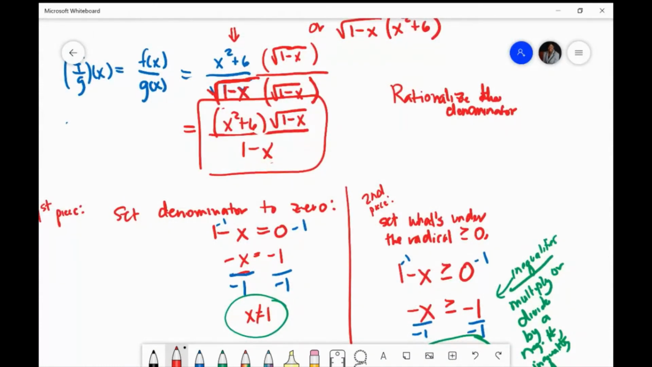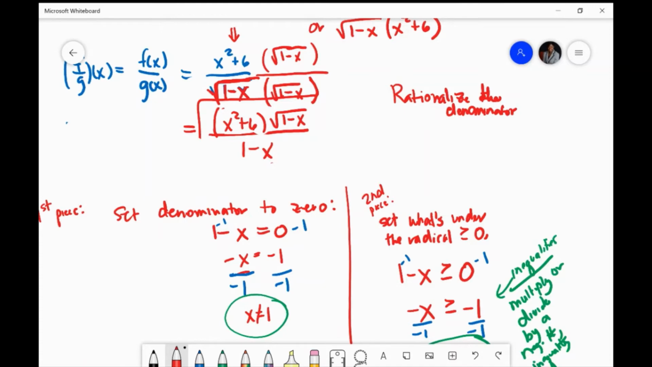Negative 1 is less than 1. Sometimes I ask these questions because I want to make sure you really do understand why you're doing some of the things, at least some of it.